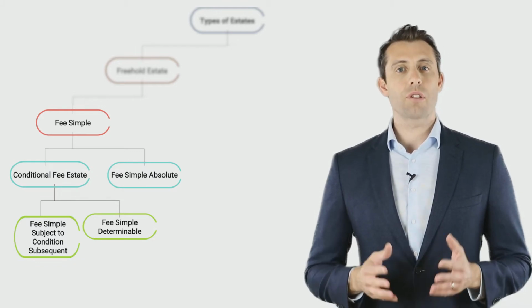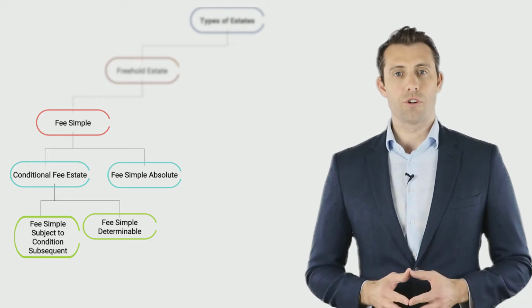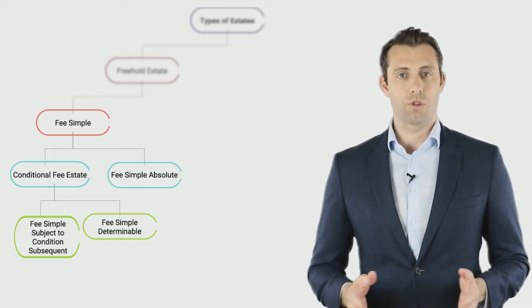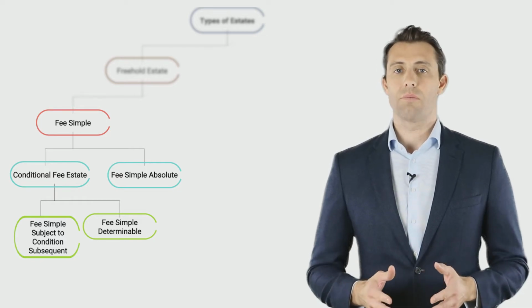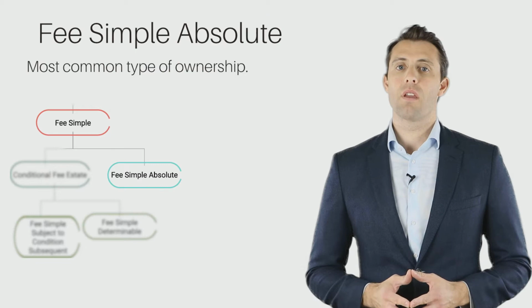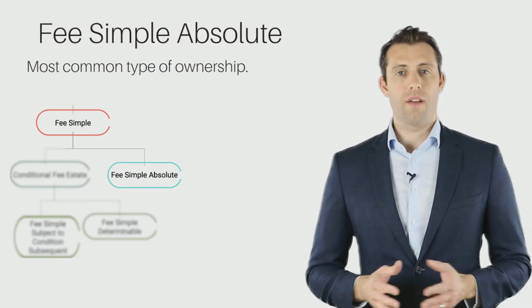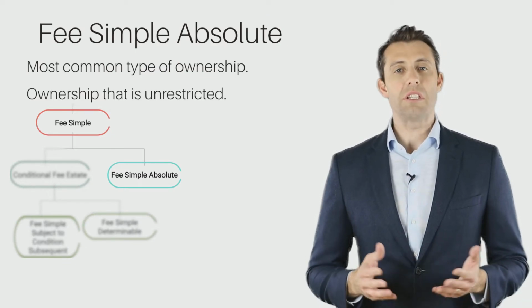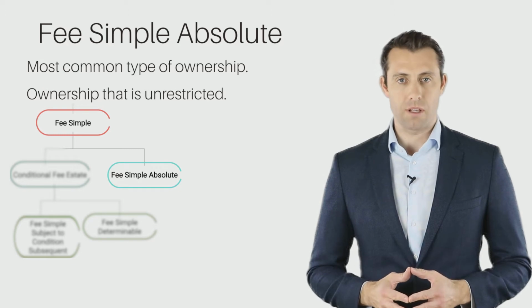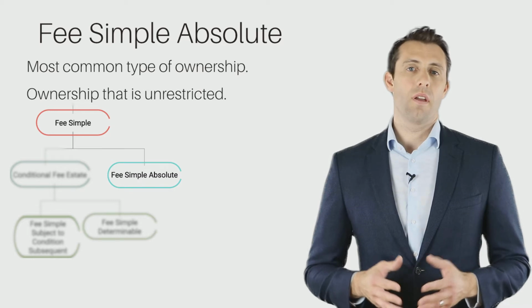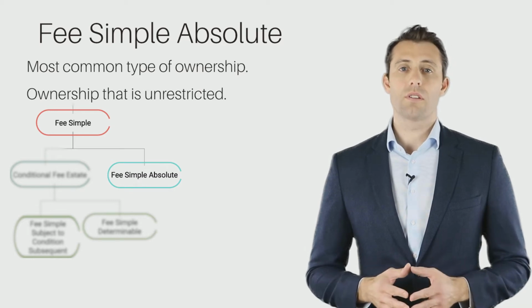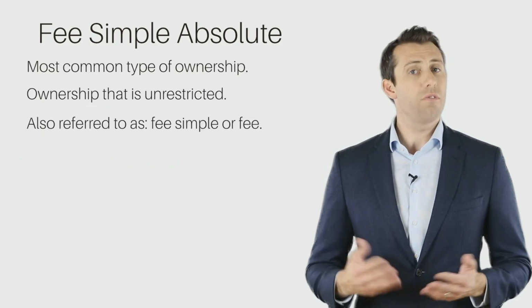We should start with the most common and the only type of ownership that is completely free and clear, which will allow you to do whatever you want to the property, which is fee simple absolute ownership. Everything else that we cover will have some sort of restriction or limitation as to the use of the property, the ability to sell it or pass it on to heirs. Fee simple absolute ownership is also called fee simple or fee.